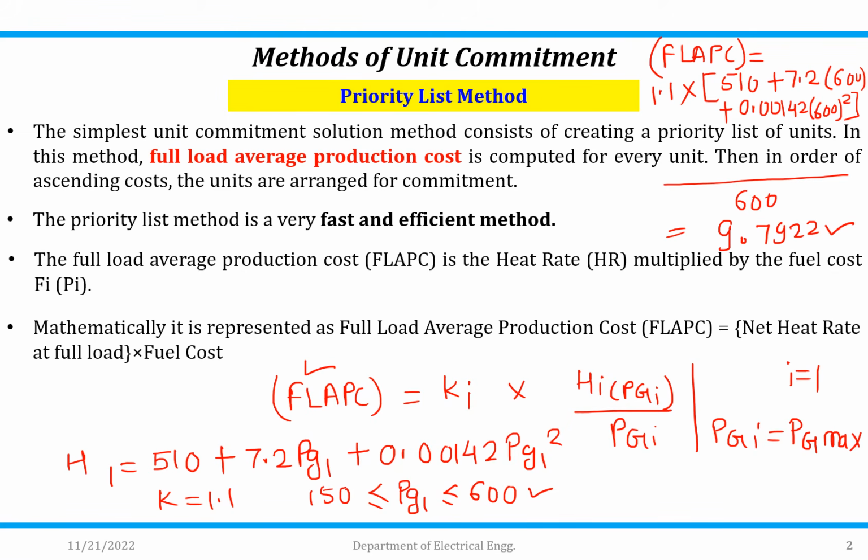Now if we have three units, depending upon this FLAPC, we have to arrange them in ascending order of cost, in such a way that the unit whose cost is less should be used first, then the unit whose cost is more than the first one should be turned on. Likewise, we give priority to the units. That's why this method is called the priority list method.